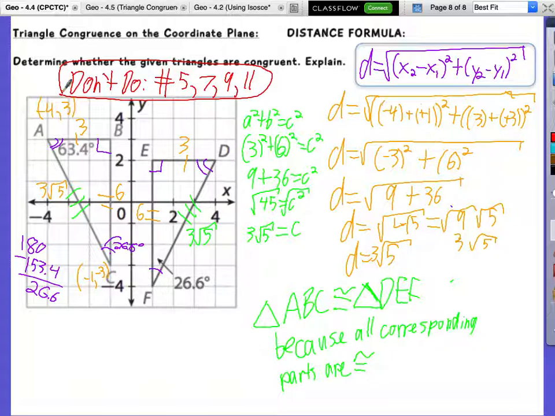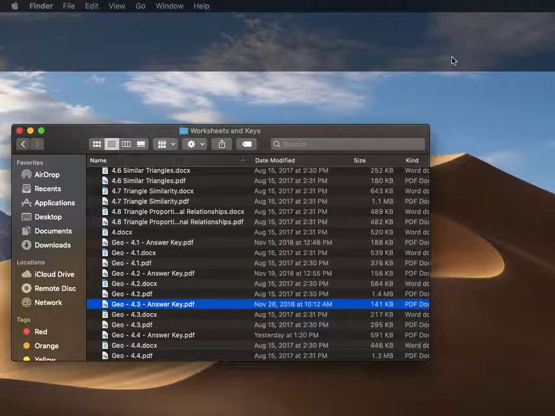Wait, hold on. What was it? I don't remember. 3 times 2. Oh, that's not how the math works, though. That's garbage. No, it can't.